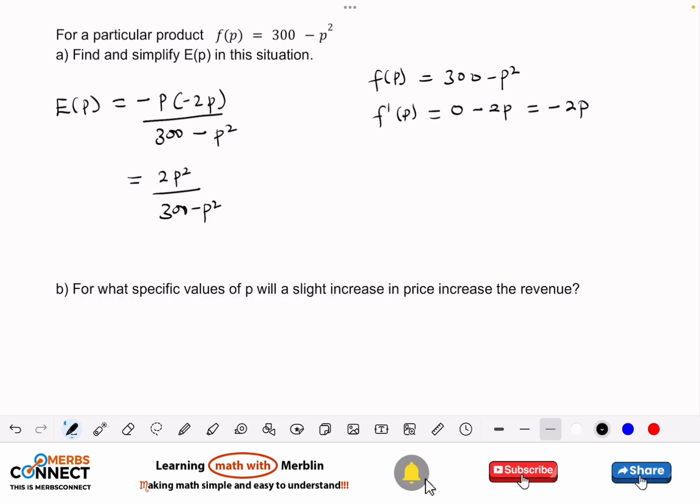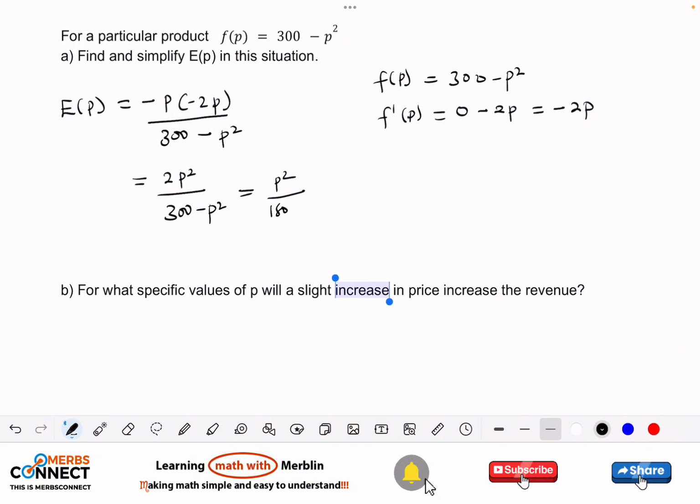Good. I saw a couple of mistakes that some of my students were making. They canceled the 2 and the 300, and then they would write something like P squared divided by 150 minus P squared, which is wrong, right? You cannot just cancel one term here, one term here. If the 300 was multiplying this, then we could cancel. Since the 300 is not multiplying this, we cannot cancel. So this is not true. So our final result will be this. So this is E of P. That's all that you need to do.